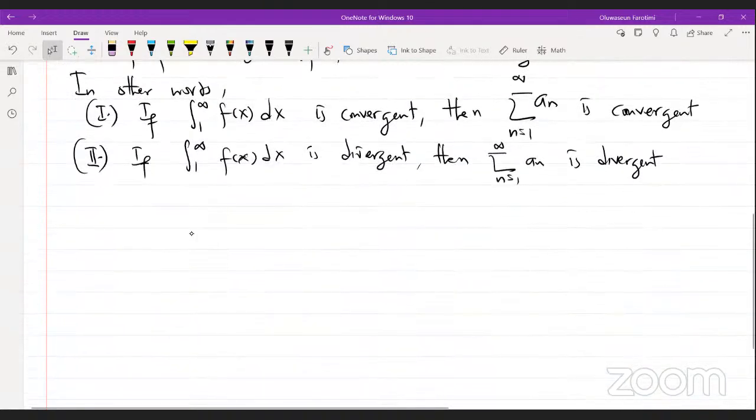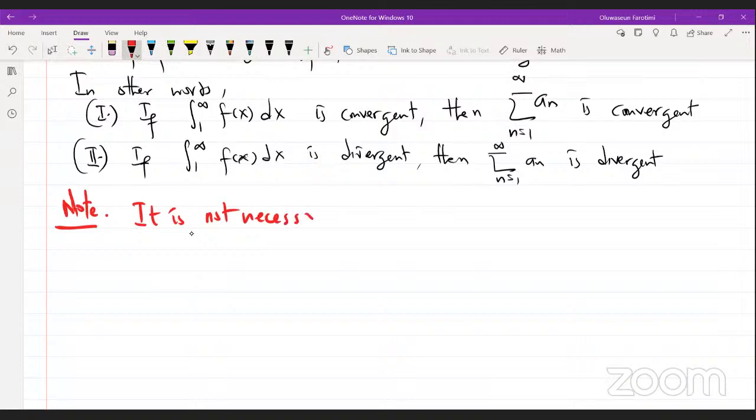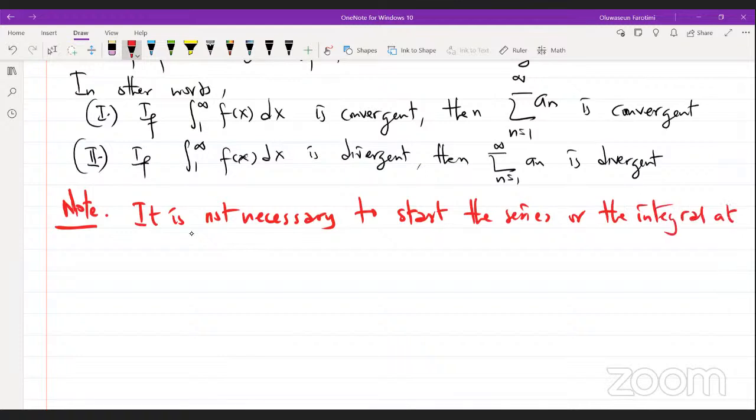Now, we need to also just take notes. So you want to take notes. It is not necessary to start the series or the integral at 1. Okay, now, what does this mean?